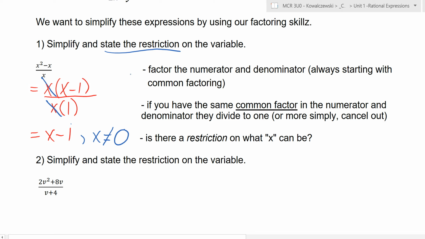So we do have to state these restrictions for any question we do. So this was a little introduction to simplifying rational expressions. We'll go through the rest in class.